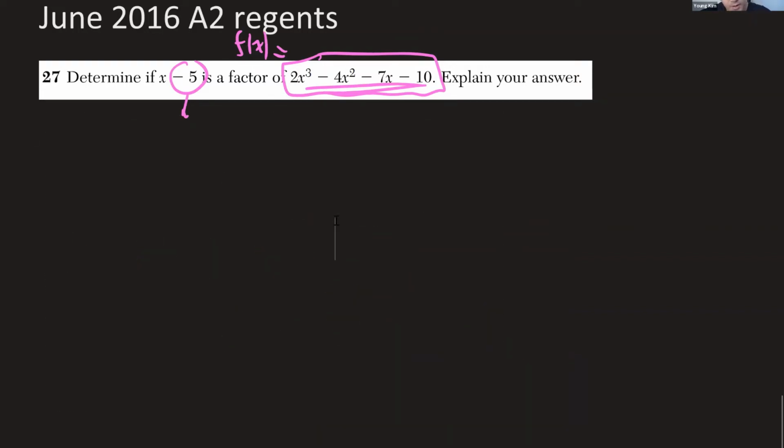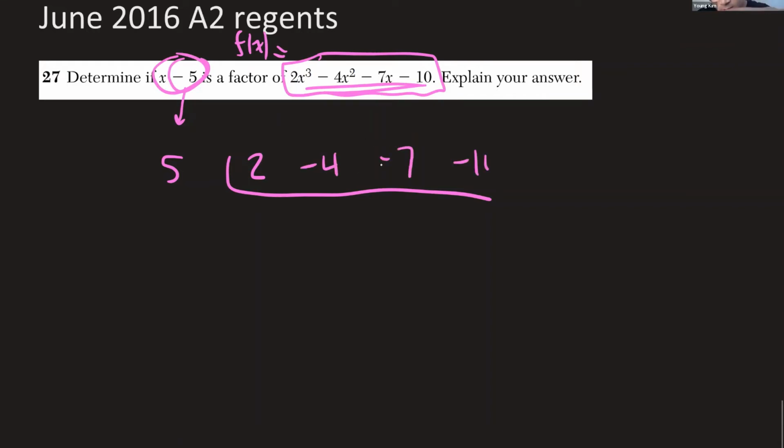Just a quick review. For x minus 5, look at the opposite, which is 5. Set it up like this. What you put here are the coefficients of this polynomial, in order from the highest to lowest power. So the 2 belongs here, the negative 4 here, the negative 7 here, and negative 10. I'm going to put a line like this and start the process.